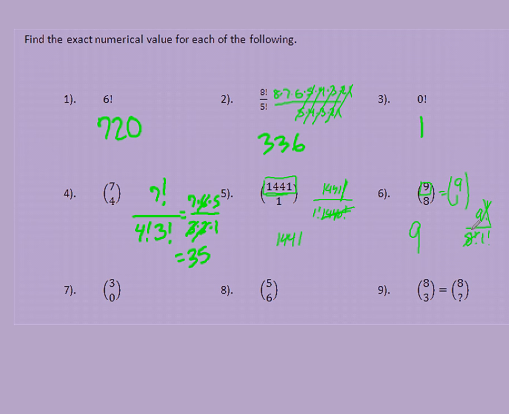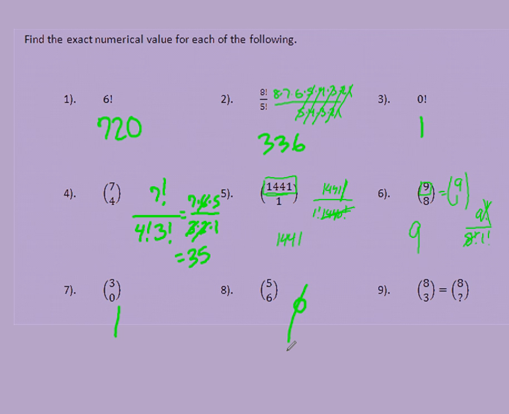For this one, 3 choose 0. Kind of like with 0 factorial, the only way that you can choose 0 objects is just the empty set, the empty choice of objects. So the answer is 1. Okay, 5 choose 6. If I have 5 people and I want to choose 6, can I even do that? No, I can't. So that's why you can never have a number on the bottom that's bigger, so there's no solution for that.